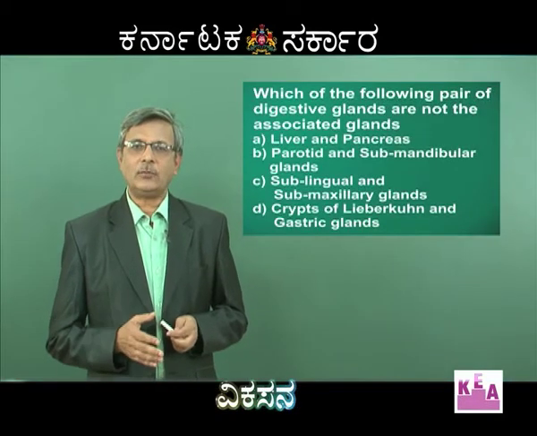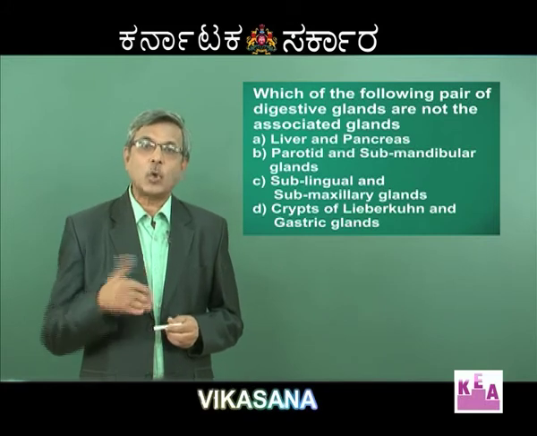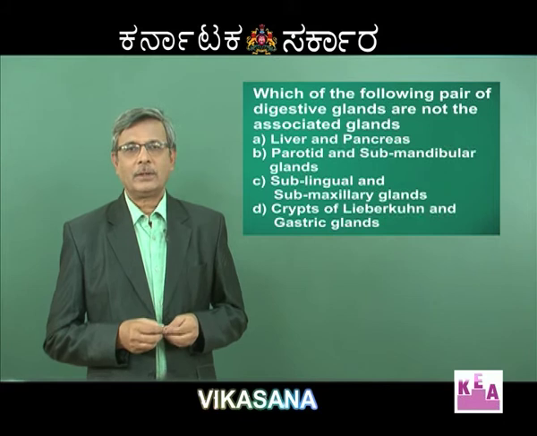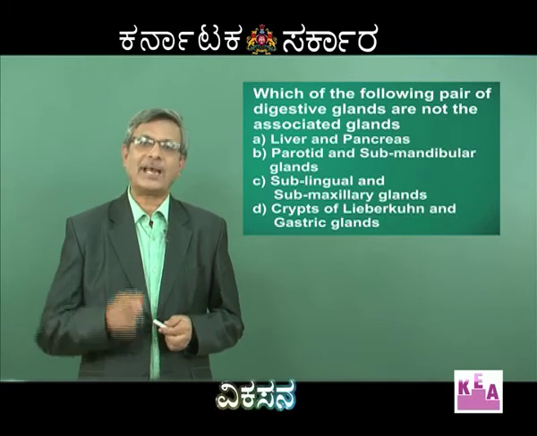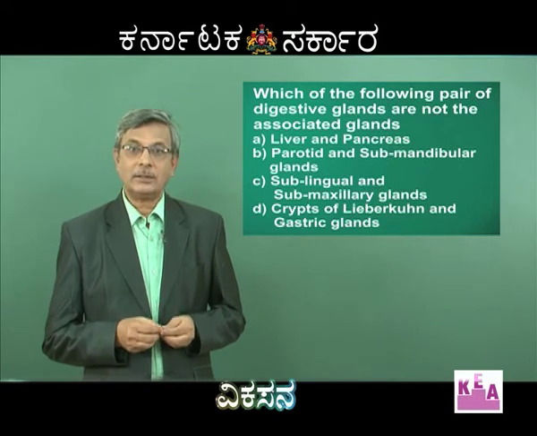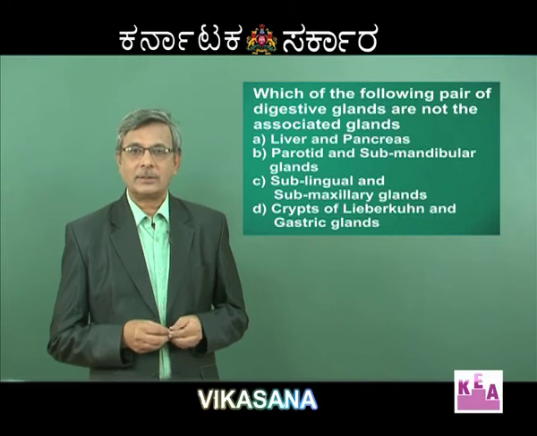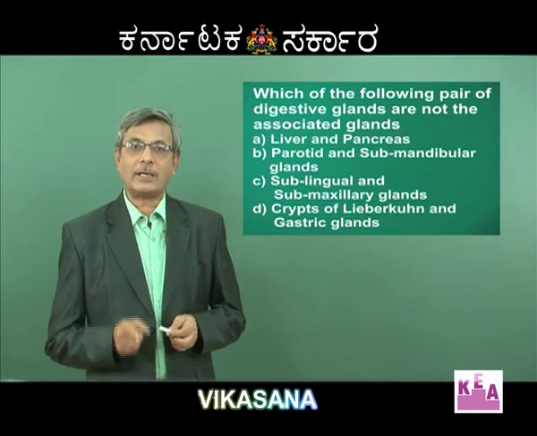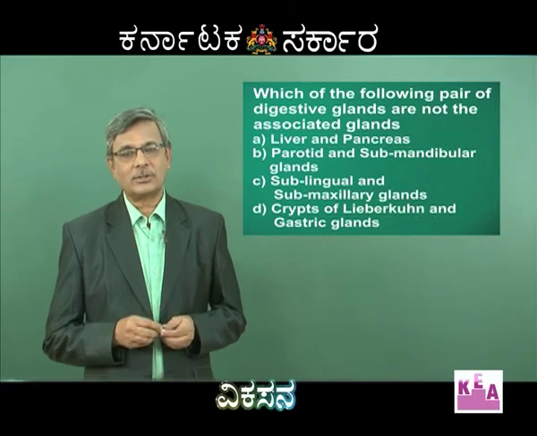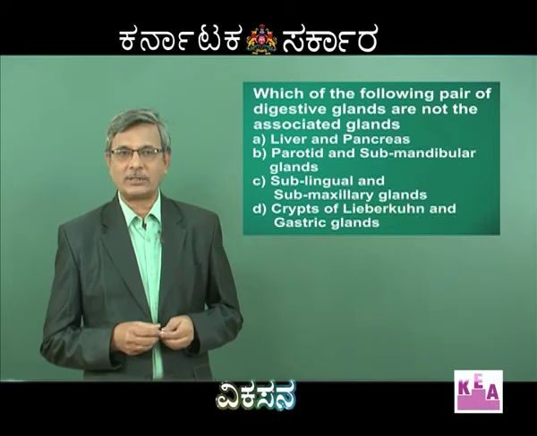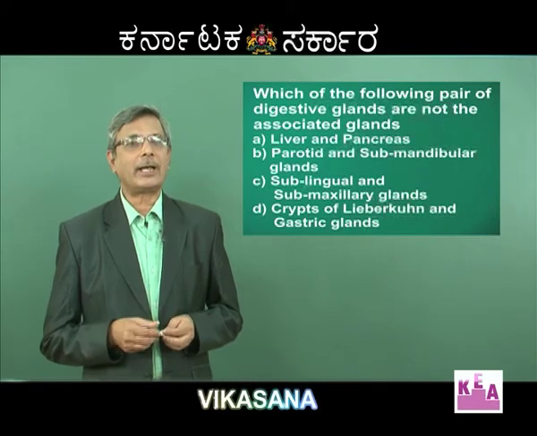The glands which are not part of the system, they get associated with the system. So when we talk about the human digestive system, the glands which are not part of the digestive tract are liver, pancreas and salivary glands. Remember, liver, pancreas and salivary glands are associated digestive glands. They are independent digestive glands. Thereby, option 1, liver and pancreas, is not an answer.